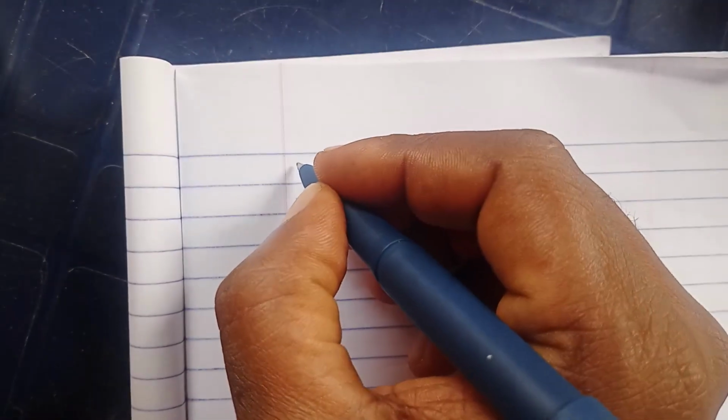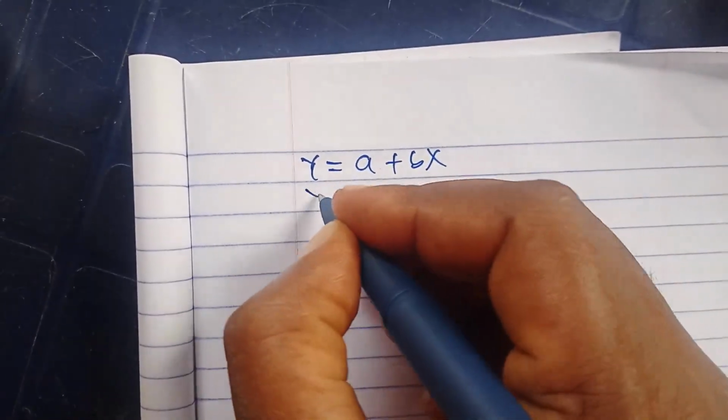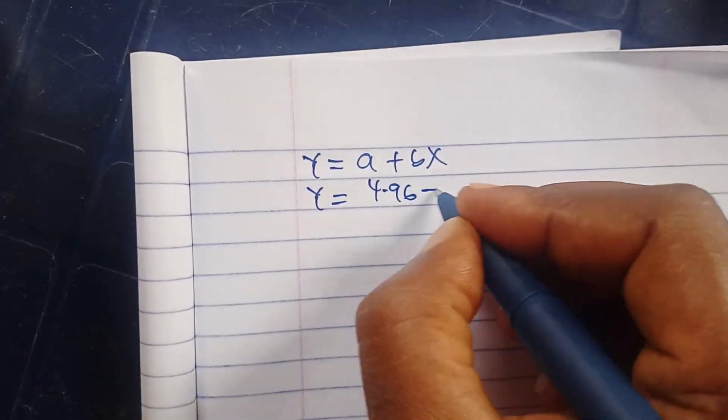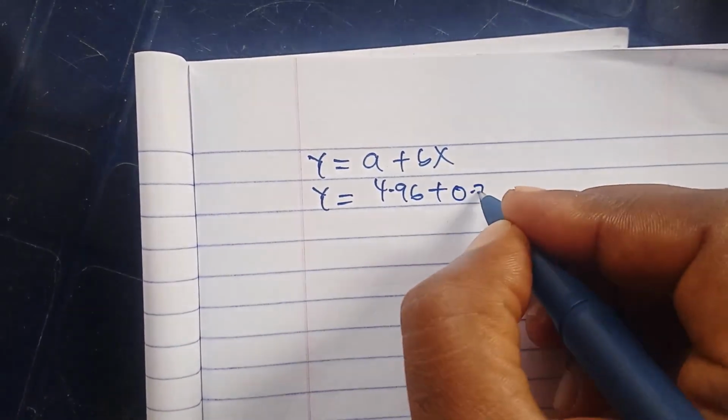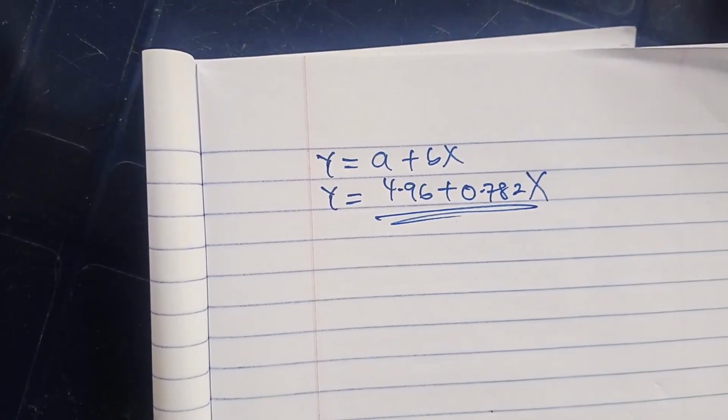So what this means is that y equal to a plus bx can be written as y equal to 4.96, the value of a, plus 0.782, the value of b, times x. This is the regression equation for it.